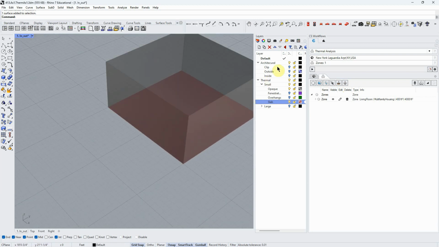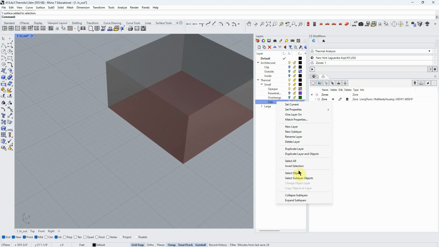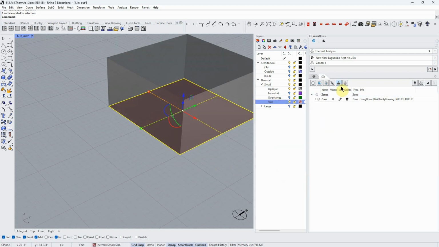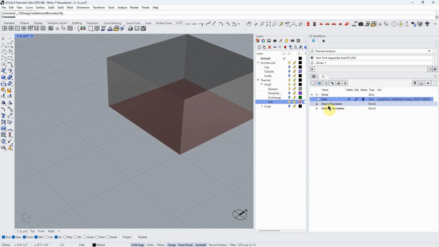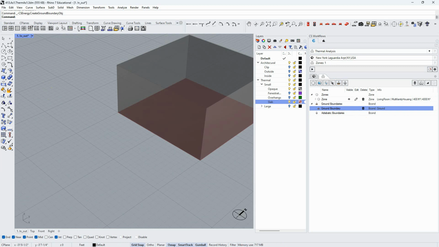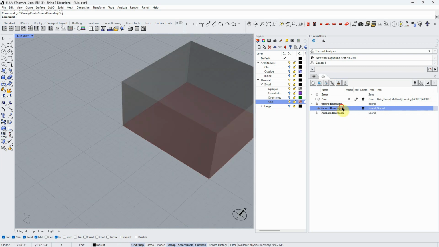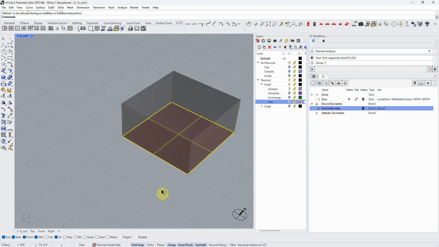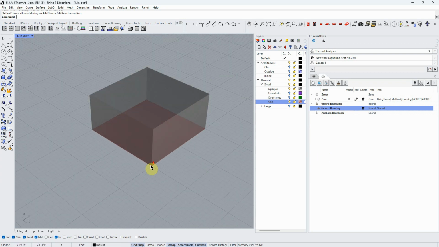We're going to put the slab on the ground. So I'm just selecting the slab, and there it created a ground boundary. We can see that it is this slab. But anyway, we've identified the ground. So let's just run the model and see if that changes anything.